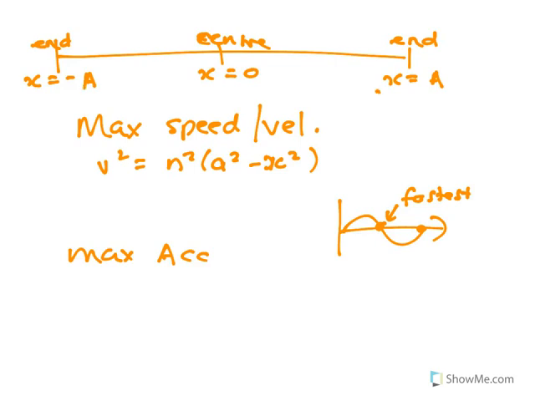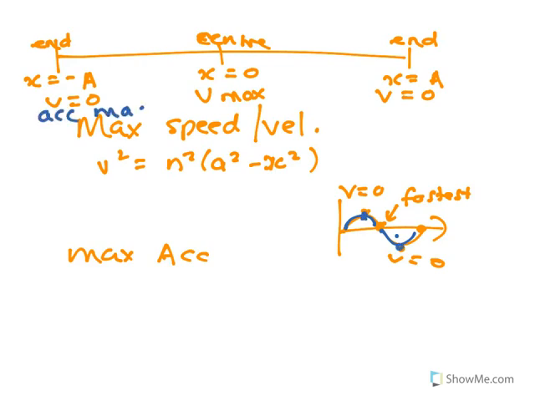Okay, so v equals 0 is your endpoints. That's here and here. They're v equals 0. And in the centre, that's where v is a maximum. The acceleration at your endpoints is a maximum.